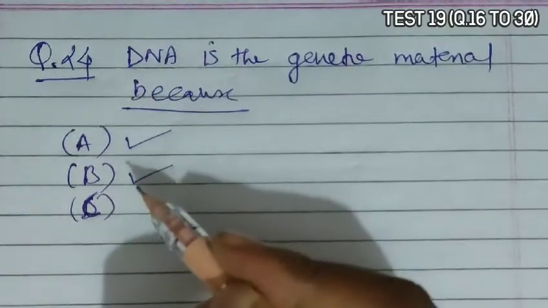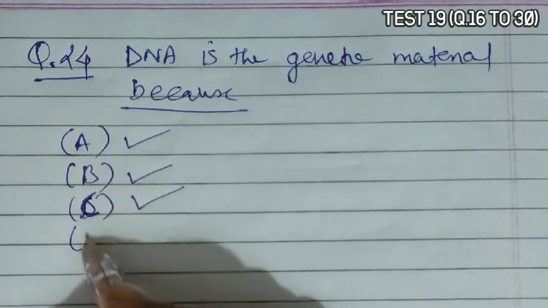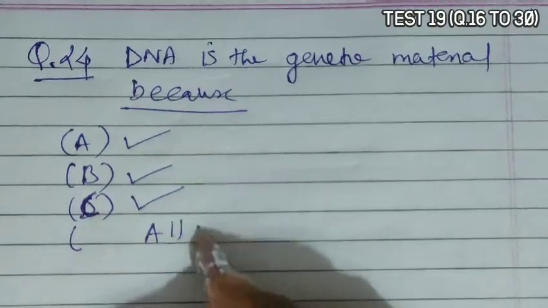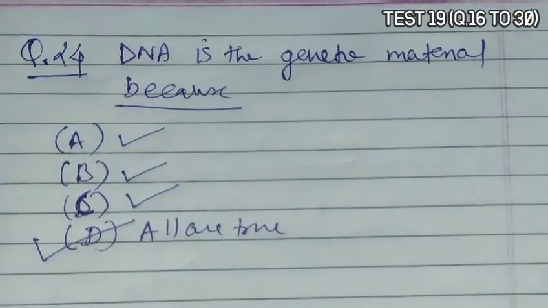C option is given as expressed in the form of Mendelian character. Yes, it is expressed in the form of Mendelian character, and all three are true, so the fourth option, option D, is the correct answer.